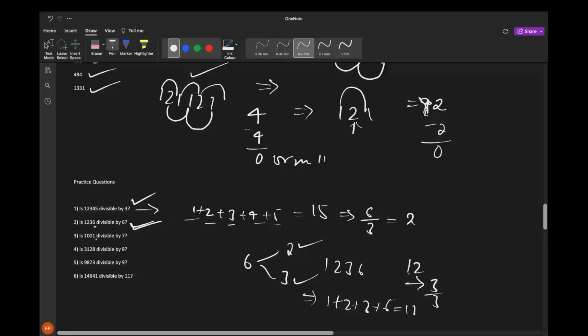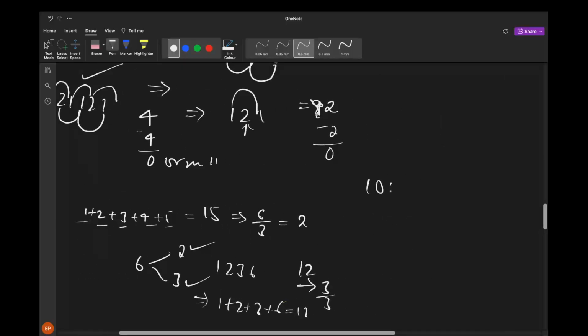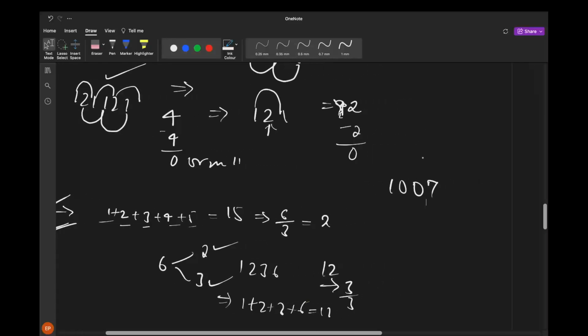What about 1001? We saw the divisibility rule for 7. 1, 0, 0, 1. Sorry, it is 1. Let me rewrite. You have to double it. Subtract it from the remaining number. 100 minus 2, 98. Right? Is it divisible by 7? Check it. Otherwise you can do it again.